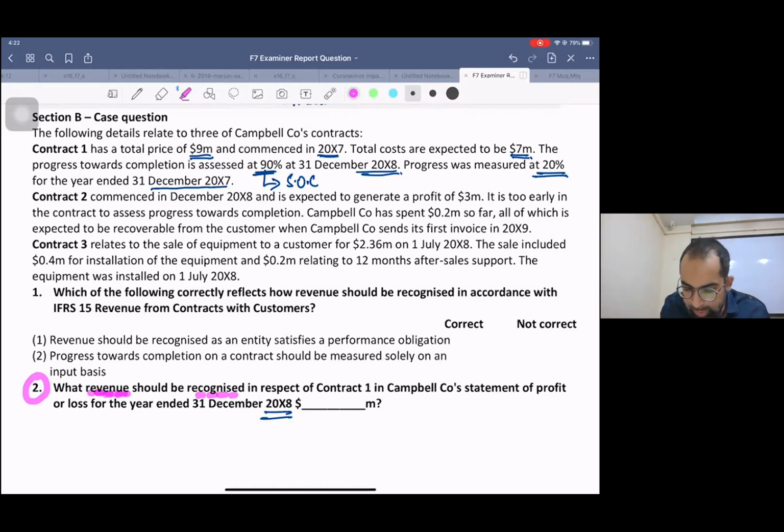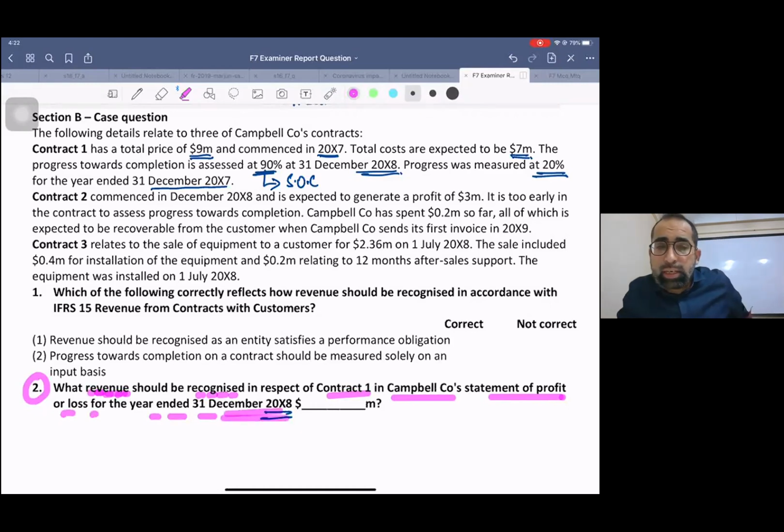What revenue should be recognized in respect of contract 1 in Campbell's company's statement of profit or loss for the year ended 31st December X8? So now how will we do it? Okay, giving you 1 minute. It's an easy requirement, not a difficult one. Come on, try it.